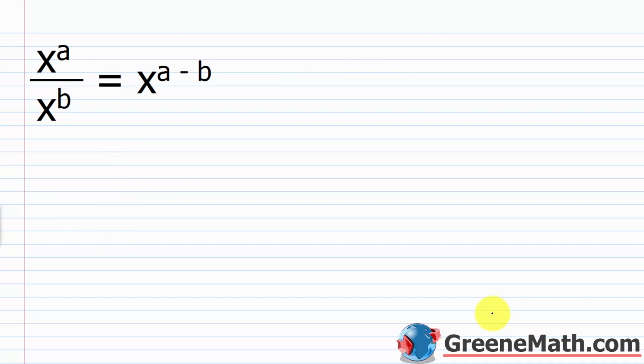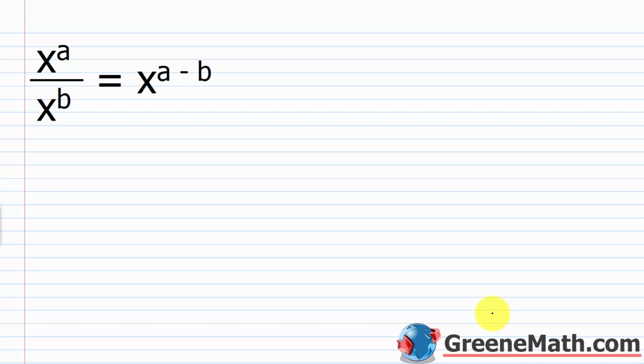let's move on and talk about the quotient rule for exponents. This is very, very simple. Basically, when we divide with like bases, we keep the base the same and we subtract the exponent in the denominator away from the exponent in the numerator. Okay? Very important there that you follow that direction.